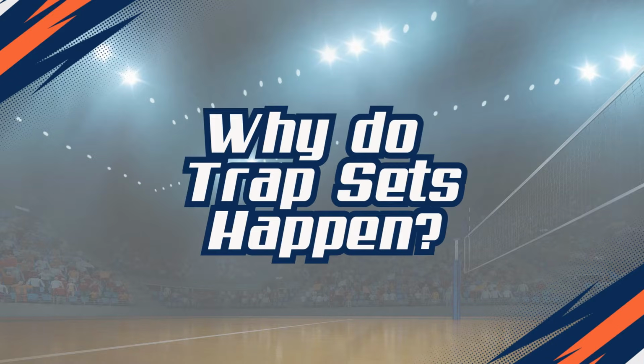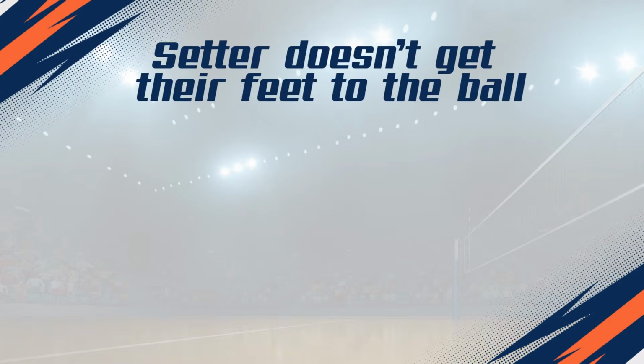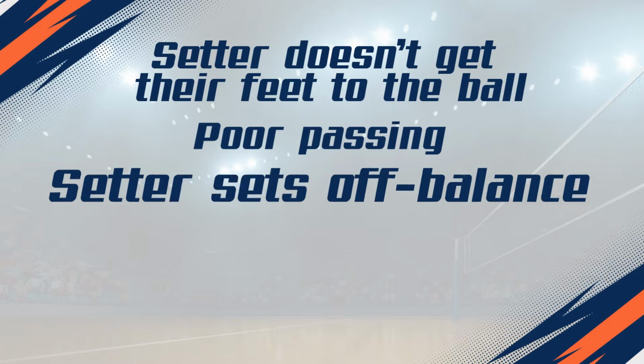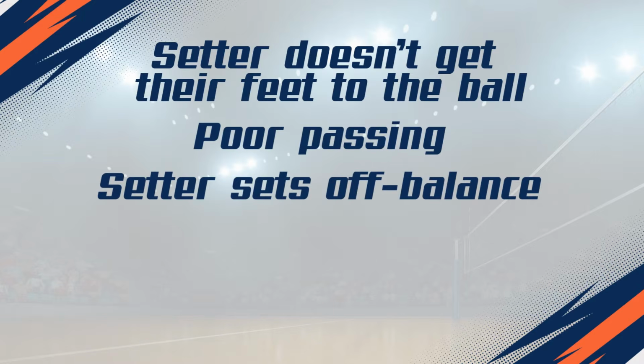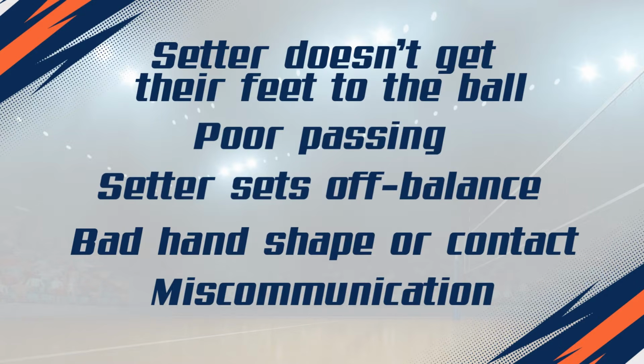So why do trap sets happen? Trap sets happen for a few reasons. Setter doesn't get their feet to the ball. Poor passing forces the setter to chase. Setter releases too early or sets off balance. Bad hand shape or contact on the set, or miscommunication on tempo.